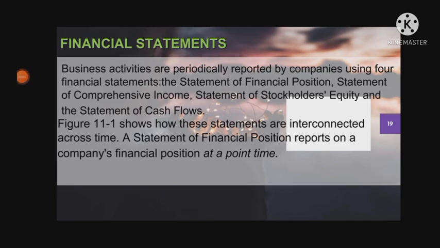What is the importance of financial statements? Financial statements are important to investors because they can provide enormous information about a company's revenue, expenses, profitability, debt load, and the ability to meet its short-term and long-term financial obligations, or liabilities.